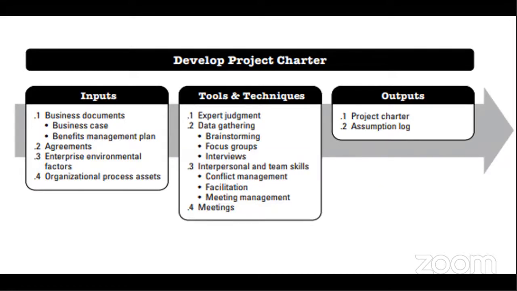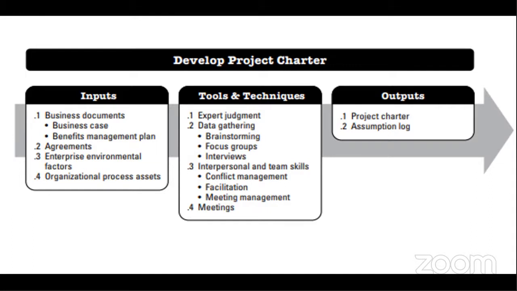In the inputs, we have the business documents, which involve the business case and the benefits management plan, the agreements, the enterprise environmental factors, and organizational process assets. Now, I want to say something here. These particular tools and techniques you're seeing now are from the 6th edition.